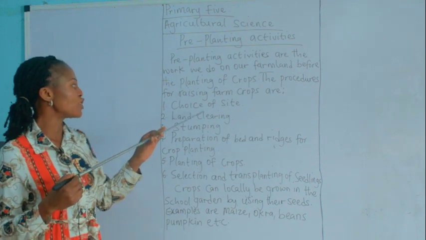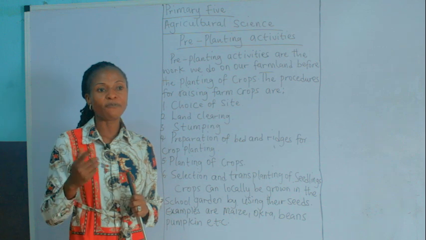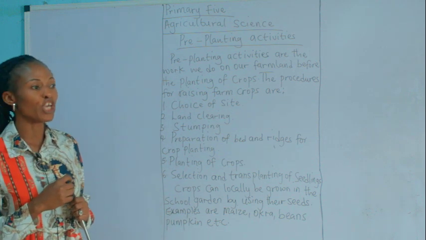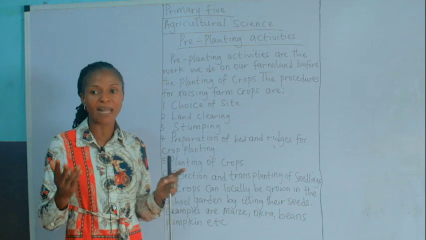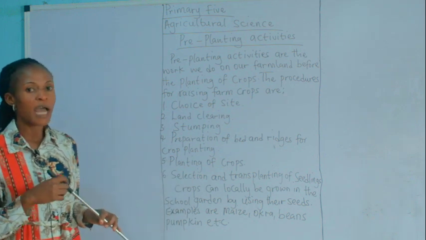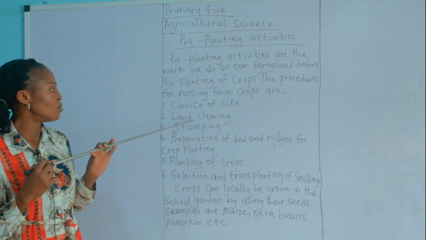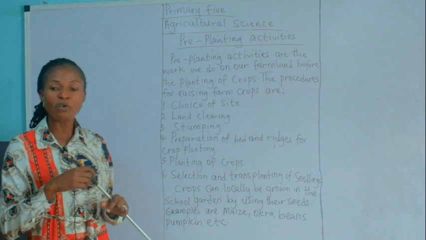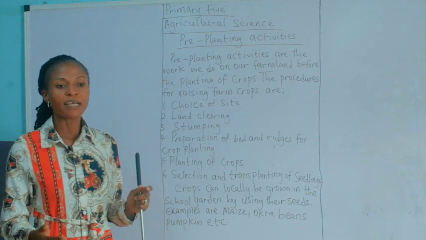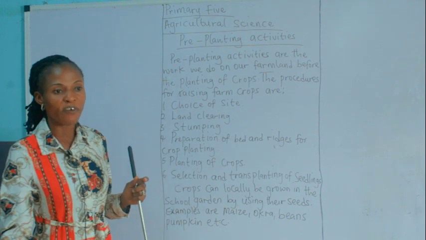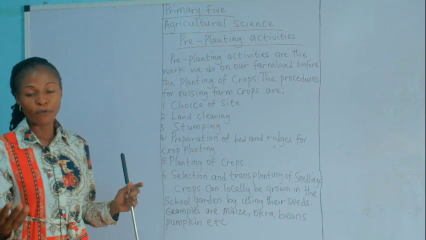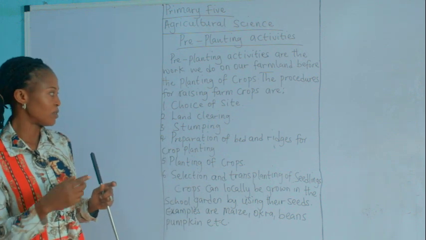Number 1, choice of site. Now, as a farmer, you want to plant your crops. The first thing you do is to choose a farmland. Choose a place where you plant your crops. After you have done that, we go to land clearing. You clear the land. When you have gotten your site, you clear the land. Clearing involves the removal of what? Grasses and other plants before you plant your crops.